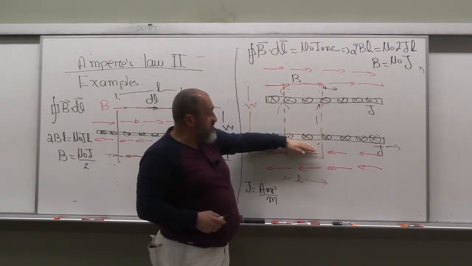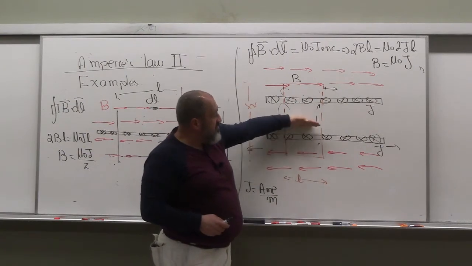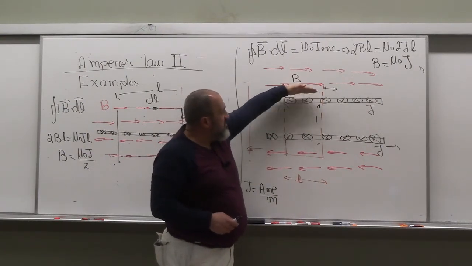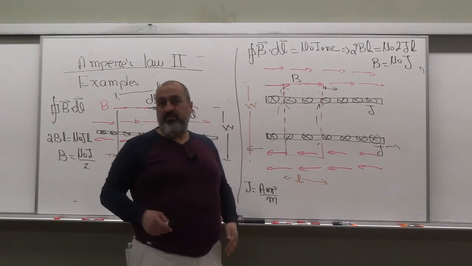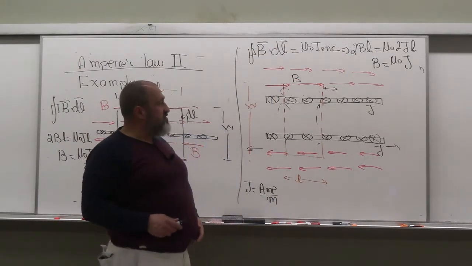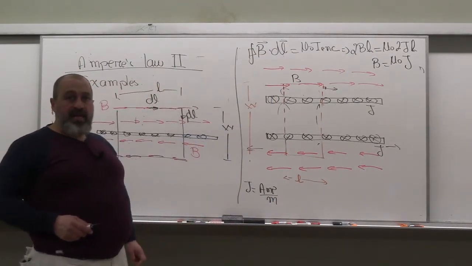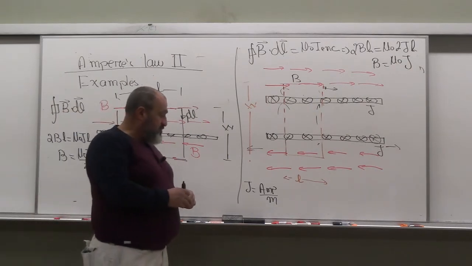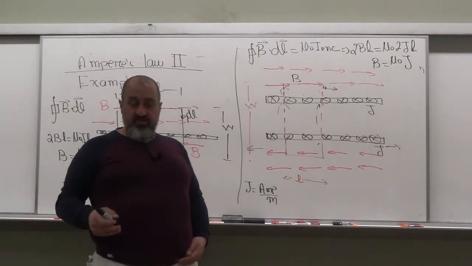From 2 sheets, because these are infinite sheets and the field above the sheet is the same everywhere, you just get 2 fields. But it's a nice exercise in using an Amperian loop here. Okay? Next, so stop the video, make sure you understand this part.